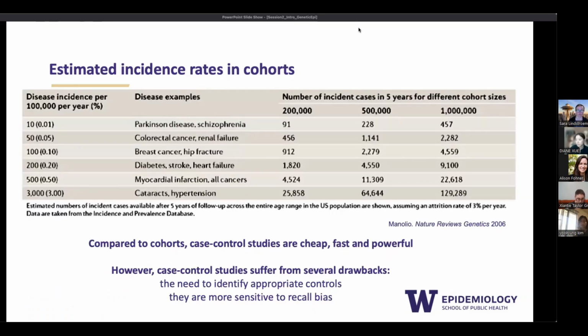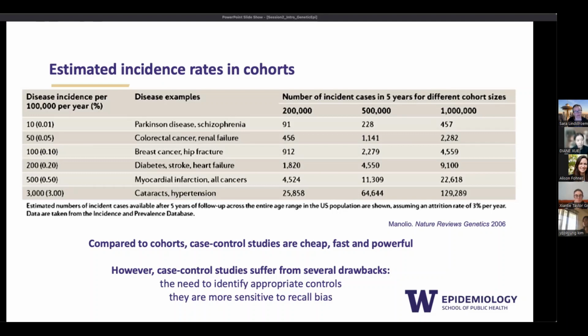So as I said, one of the drawbacks with cohorts, even though that is the gold standard in epi and how we have been doing things, is that it really is a very big undertaking, and it's a very long-term and costly approach. So for example, here I'm showing you a couple of examples of how many people you would need to recruit into your cohort if you want to wait about 5 years to have a specific number of cases.